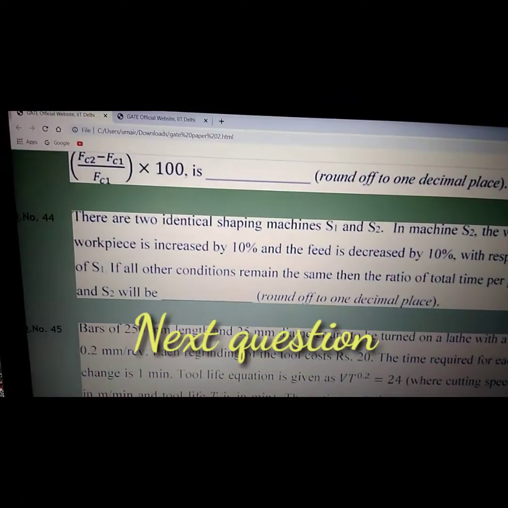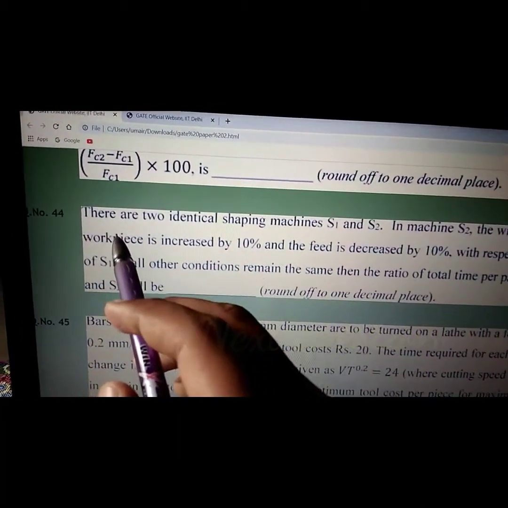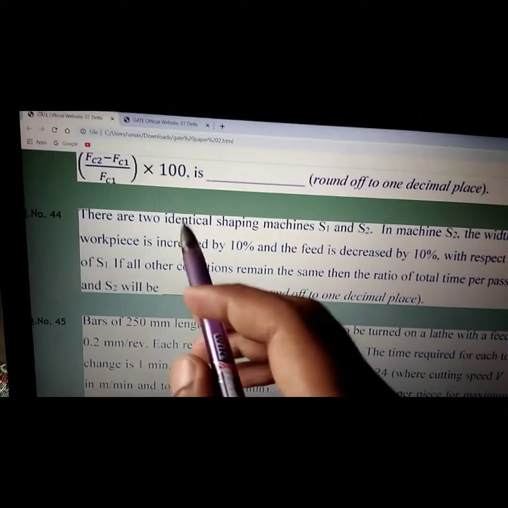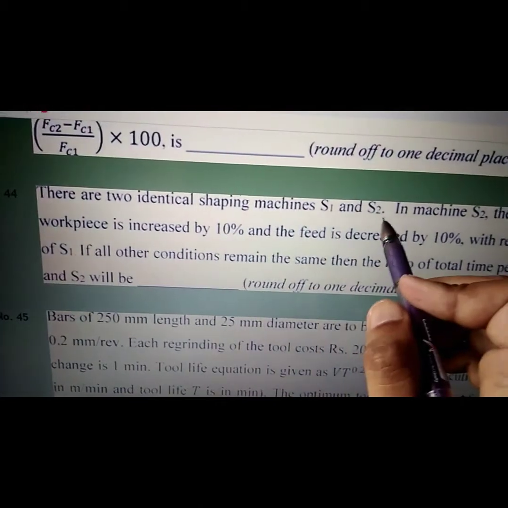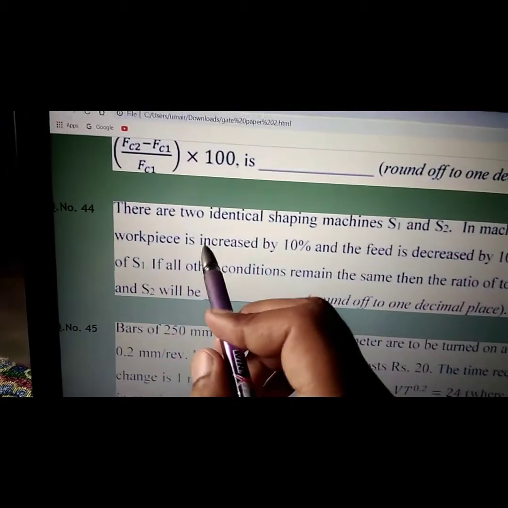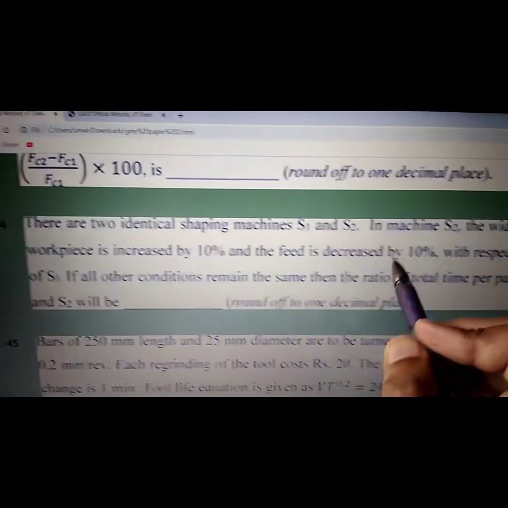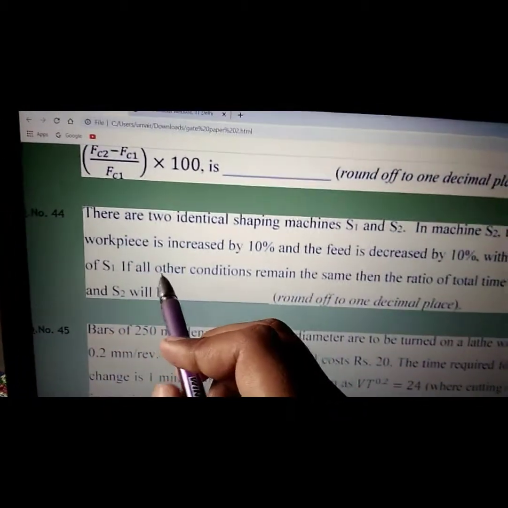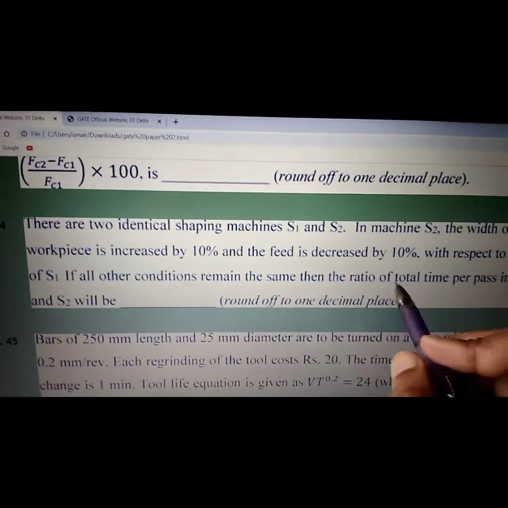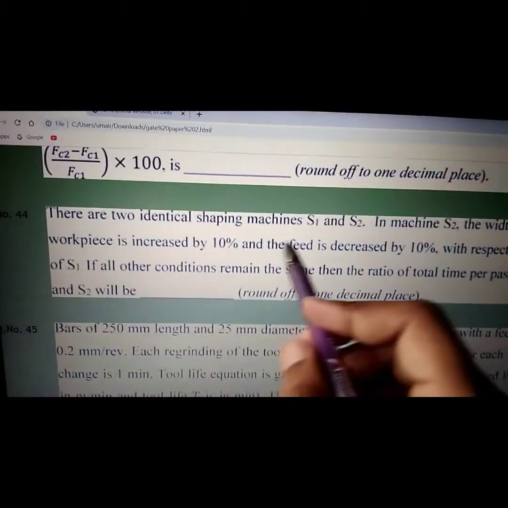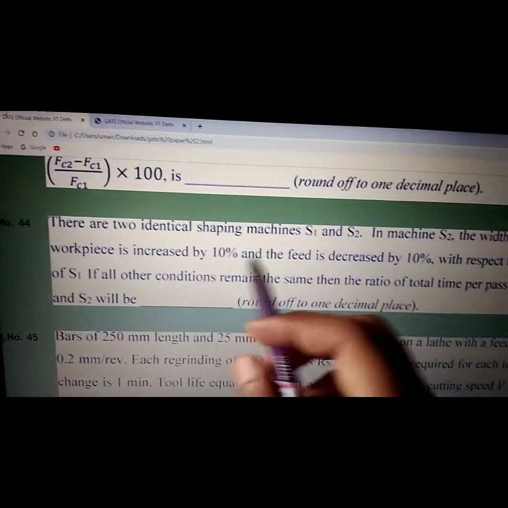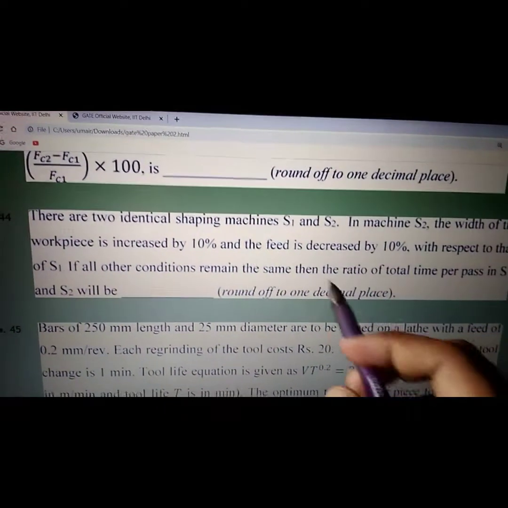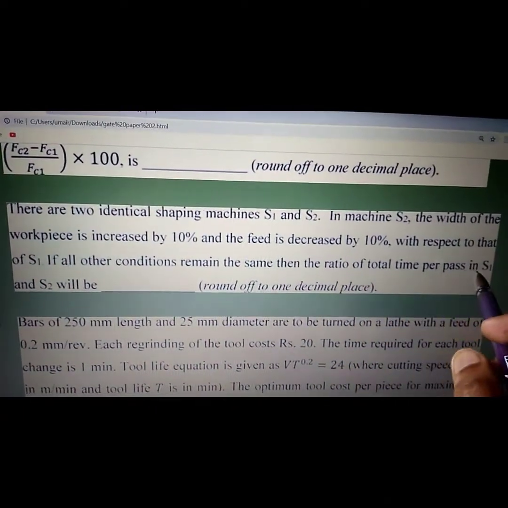Now I will solve another question, question number 44. This question was asked in GATE 2020 in set 2 of 2 marks. The question is, there are two identical shaping machines S1 and S2. In machine S2, the width of the workpiece is increased by 10% and the feed is decreased by 10% with respect to that of S1. If all other conditions remain the same, then the ratio of total time per pass in S1 and S2 will be. We have to calculate the ratio of the total time per pass in S1 and S2.